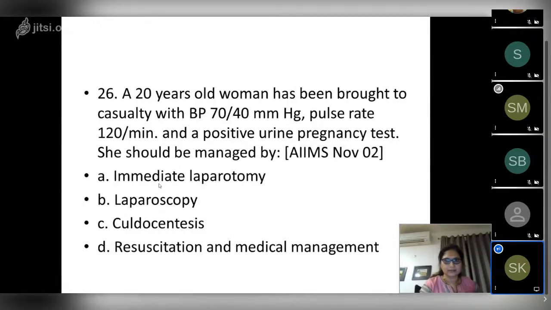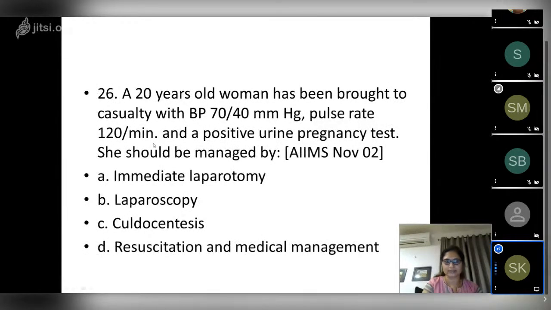Next. A 20-year-old woman has been brought to casualty with a BP of 70 by 40 mmHg, pulse rate of 120 per minute, and a positive urine pregnancy test. She should be managed by immediate laparotomy, laparoscopy, culdocentesis, or resuscitation and medical management. So what do you think about this patient?